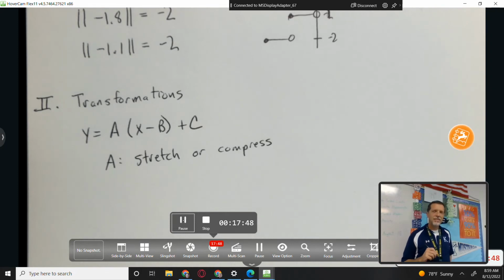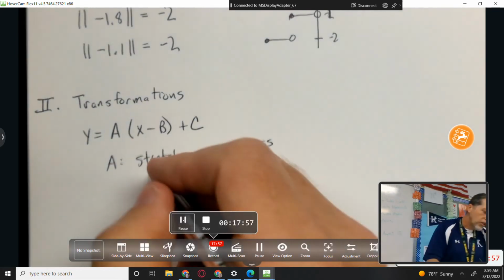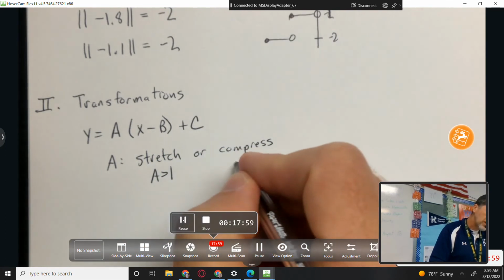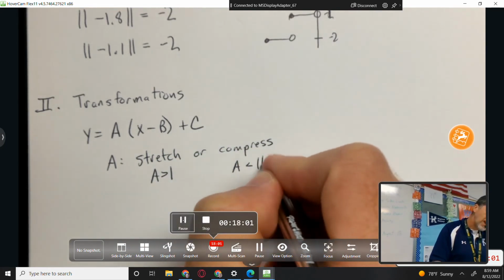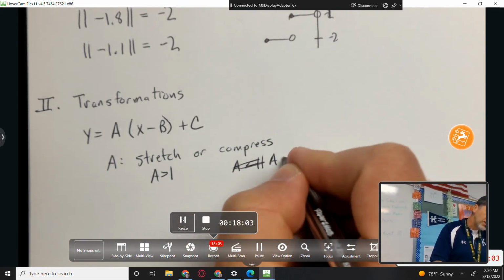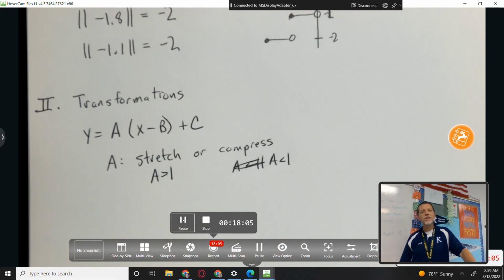How do you know which one it does? If it's a fraction. Let's say greater than 1. Yeah, fraction's a little bit dicey because if it's 9 halves, that's a fraction, but it's a stretch. So stretch is if A is greater than 1. Compress if A is less than 1. Not less than 11, not less than 1.